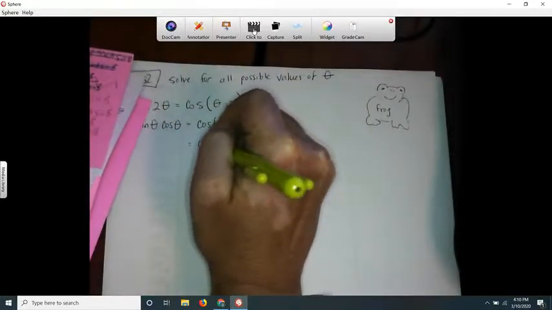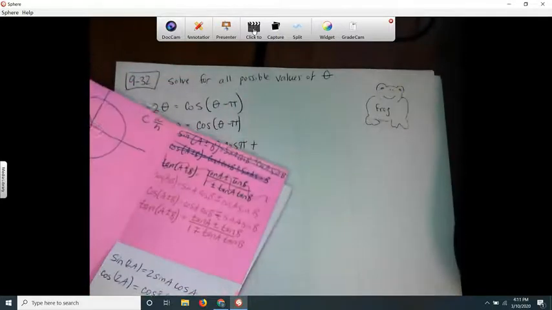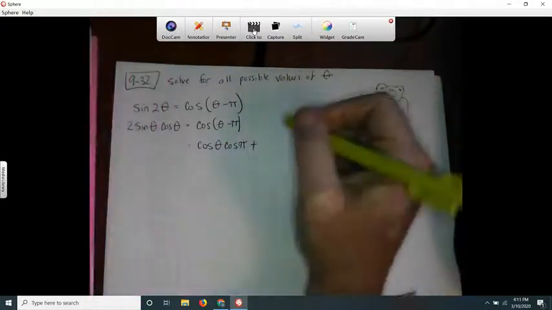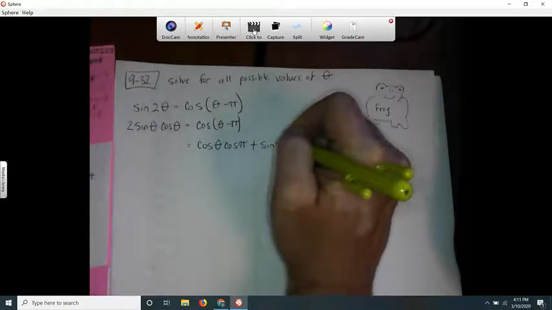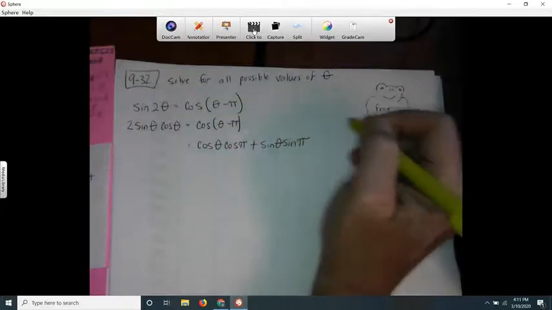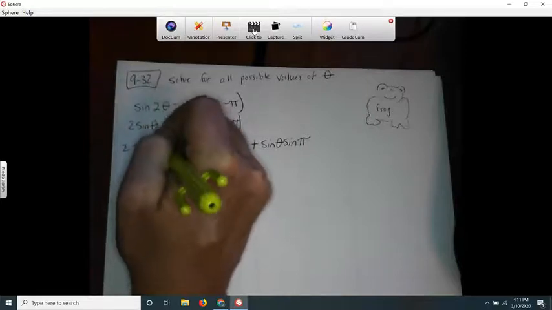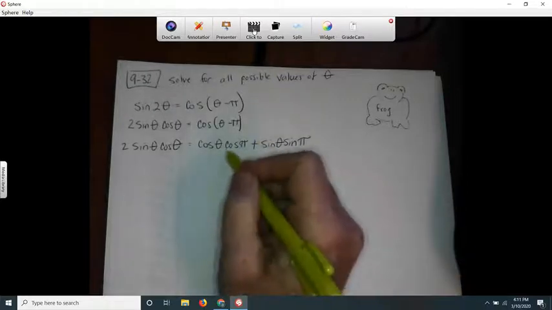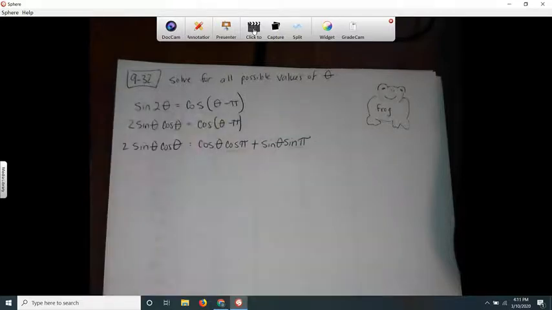Cosine A cosine B plus sine A sine B. Okay, and then I'll just rewrite this over here. Now I know I can look at my unit circle and get some values for these. So I'm going to go ahead and do that. I think one of these is going to be a 0.